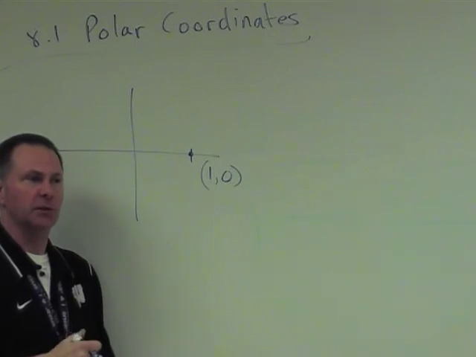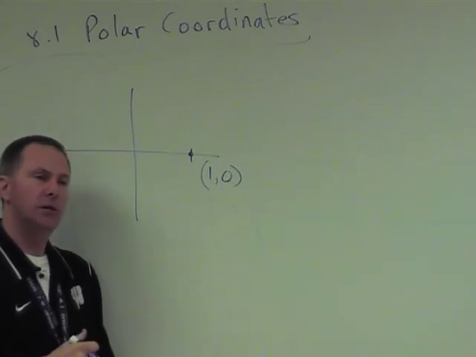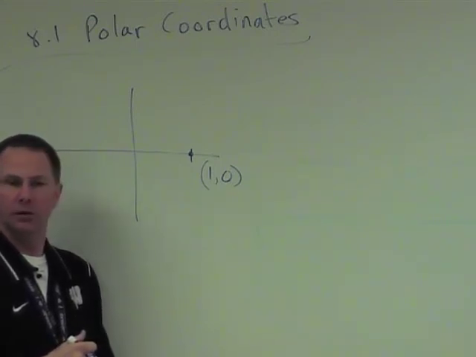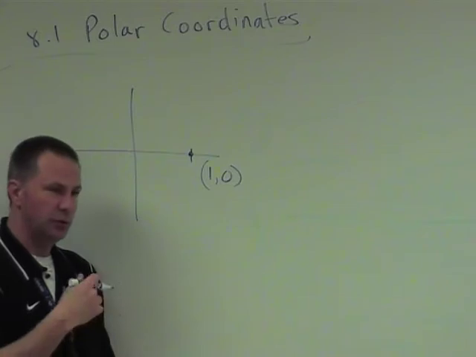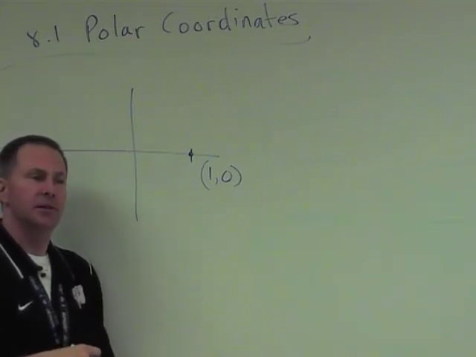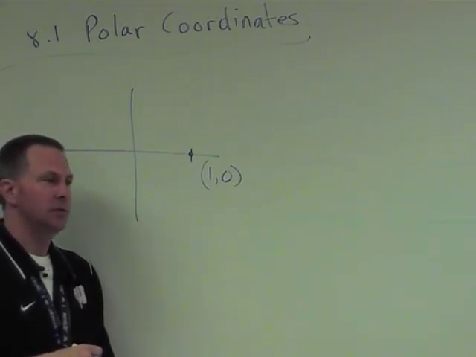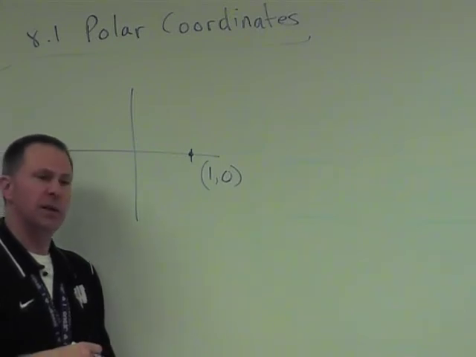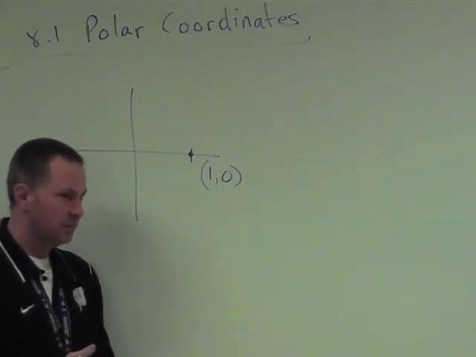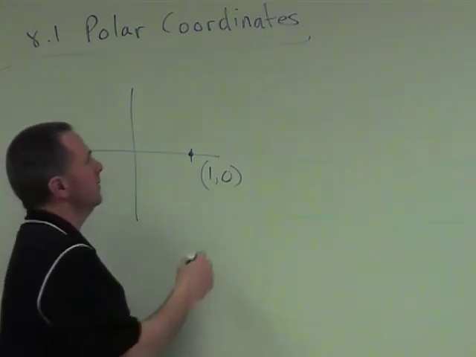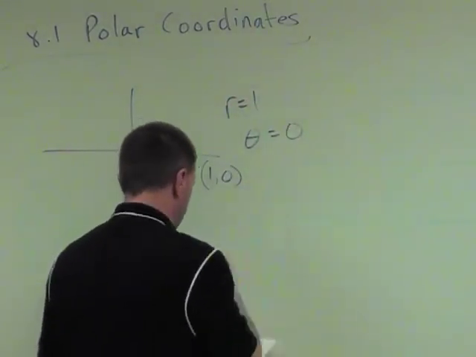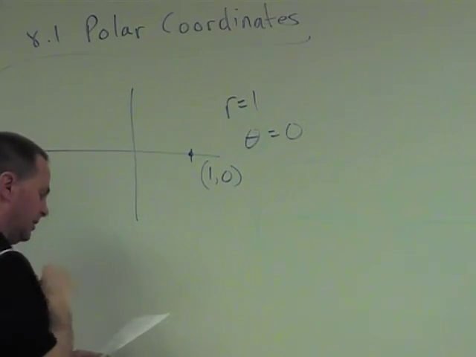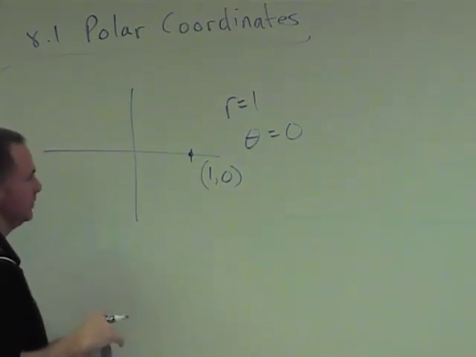What about your unit circle? It's 2 pi or 0. The degree is 0. Good. What's the radius? 1. Good. So something like this, the radius is 1, theta is 0 in this case, or 2 pi.